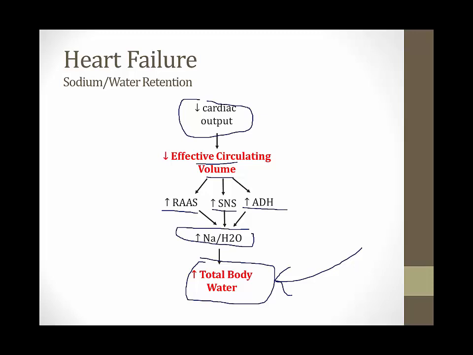What's tricky to understand and what you need to appreciate is that even though total body water is increased, the effective circulating volume is actually down. These two systems are going in opposite directions. There's more fluid, but it's in all the wrong places, and the effective volume perfusing tissues is low. That's because of the fall in cardiac output, and it's that low effective circulating volume that activates all these systems.